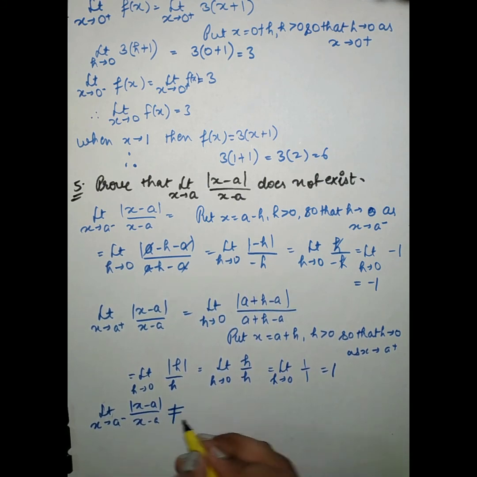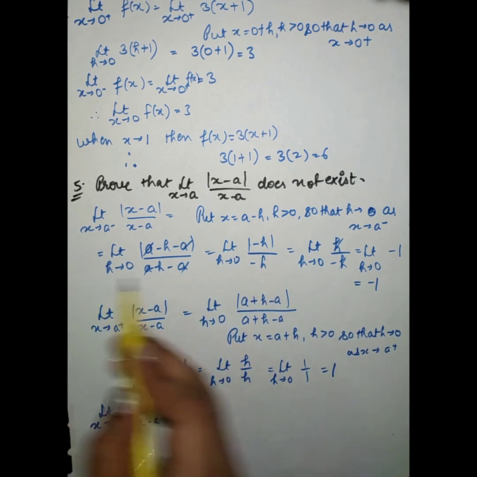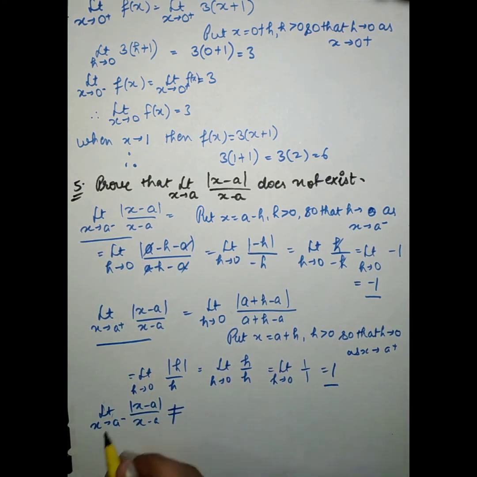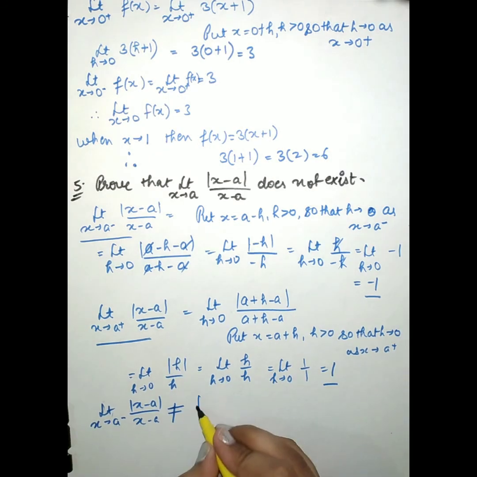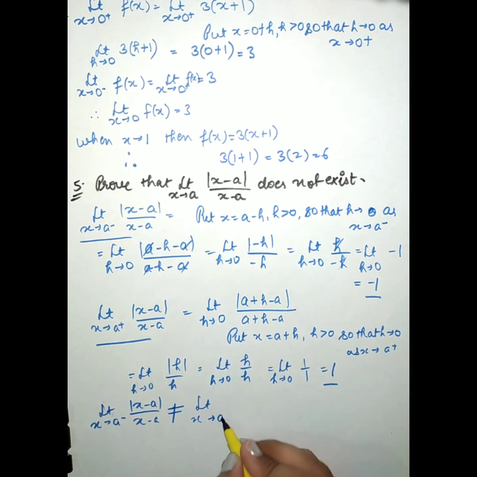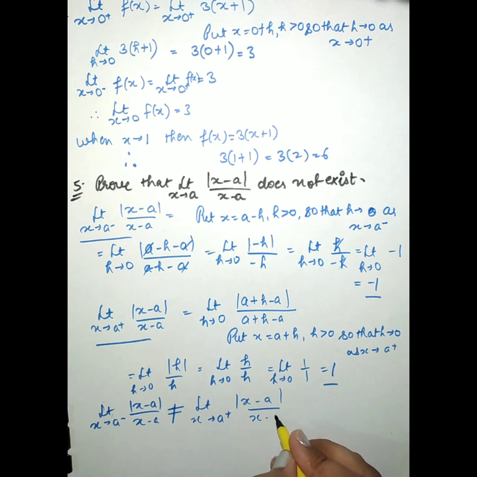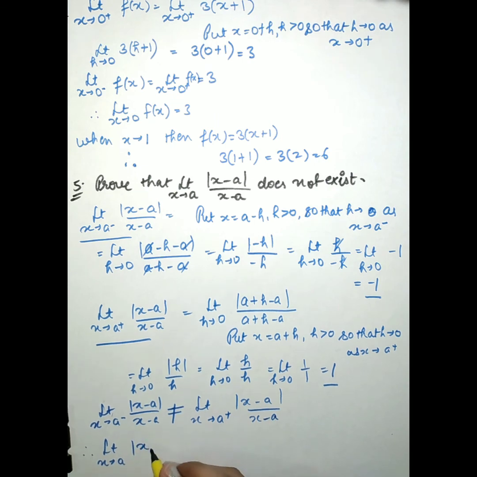Then limit x approaches to a negative, |x − a| upon x − a is not equal to, by comparing this equation and this, limit x approaches to a positive, |x − a| upon x − a. So therefore limit x approaches to a, |x − a| upon x − a does not exist.